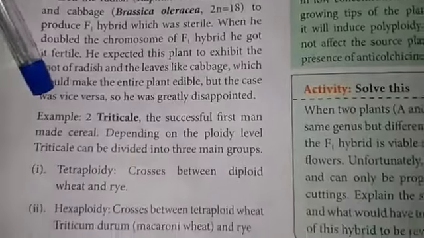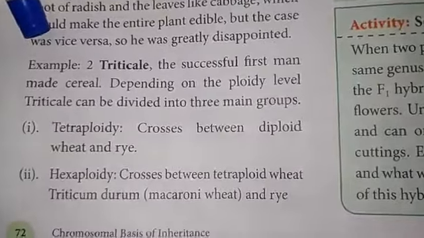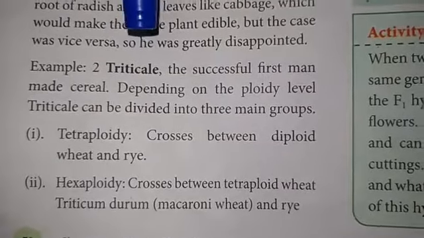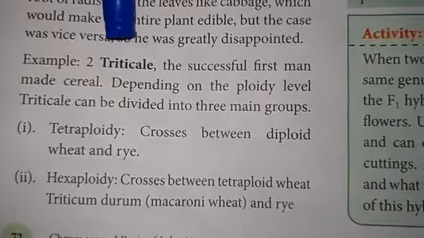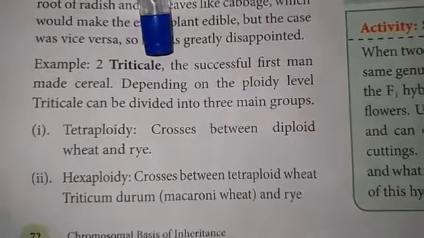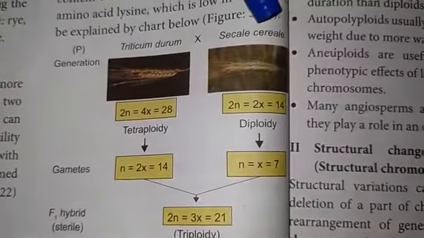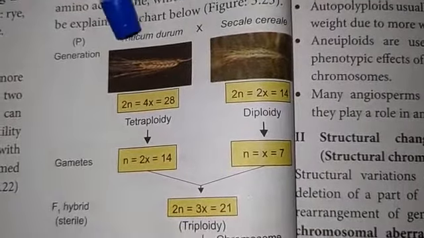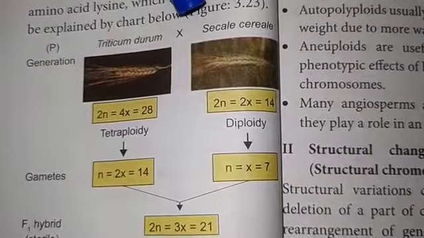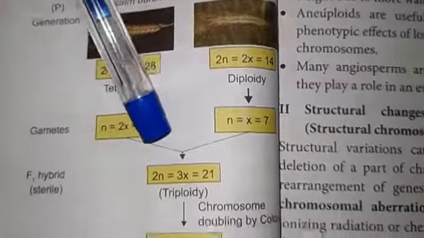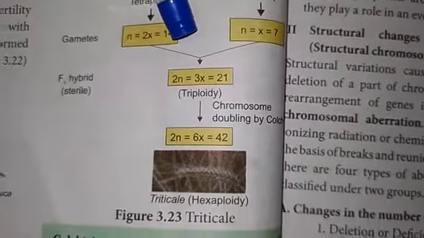The next example for allopolyploidy is triticale. Triticale is the first successful man-made cereal, produced by crossing two varieties, Triticum durum, durum wheat, and Secale cereale, rye, kambu. A cross is made between a wheat and the rye. It produces the triticale plant.